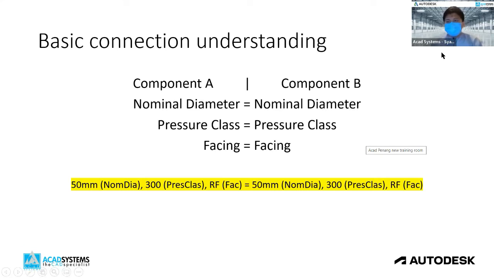If you want to know the general idea, for a basic connection between component A and component B, for example flange versus flange, the nominal diameter, pressure class, and facing need to be the same value. So a 50 mm nominal diameter with a 300 pressure class and RF facing must connect to the same value. If not, you will see the most common error later. Basically, that problem can be reduced or resolved.